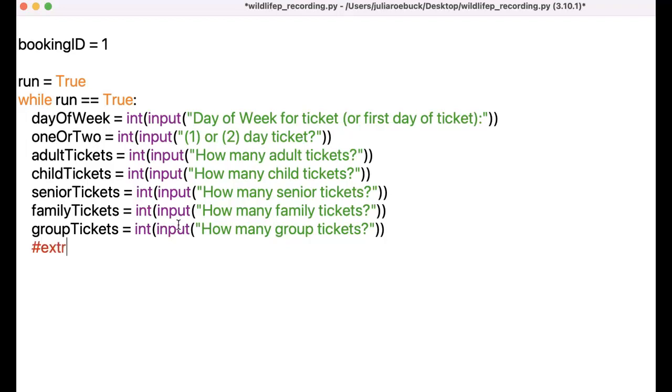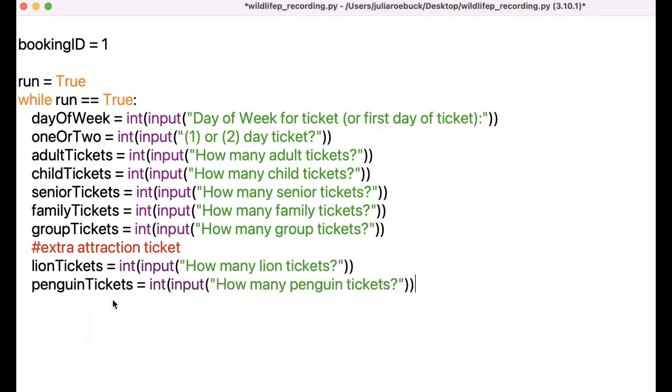I'm just going to put a little thing here, extra attraction ticket. So we're going to ask them, do they want lion feeding, penguin feeding, and then the barbecue. So we've got the same thing, but this time I've got 2 lines of code here, one for lion tickets. How many lion tickets do you want? How many penguin tickets? I probably could put lion feeding tickets in there actually, and penguin feeding tickets. There we go. Okay, so that's those 2.